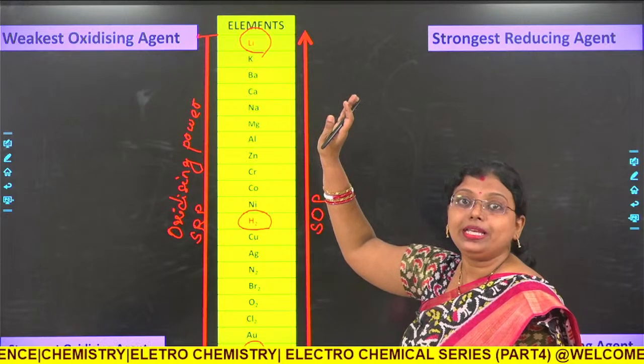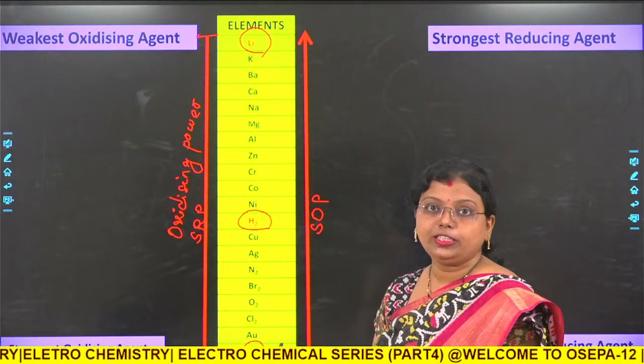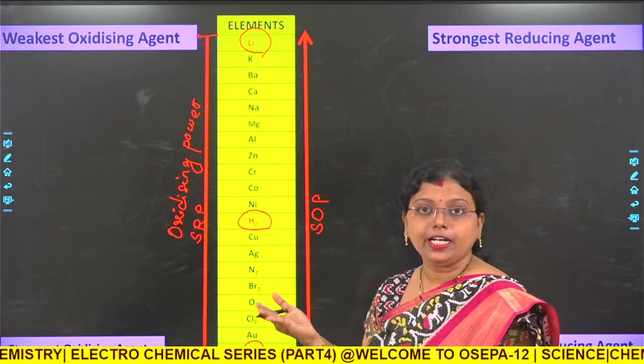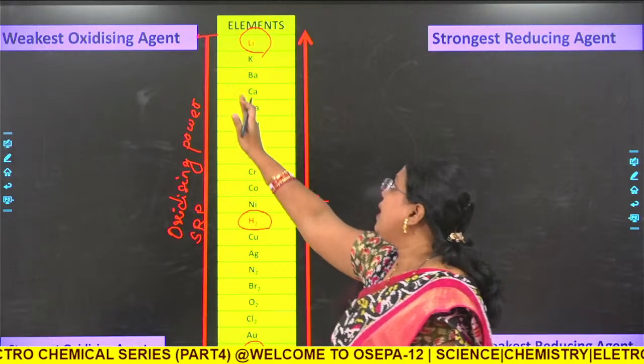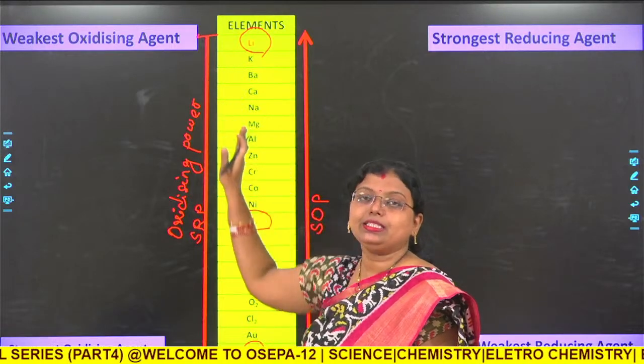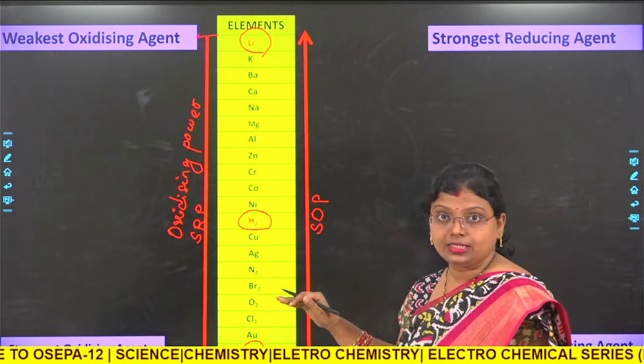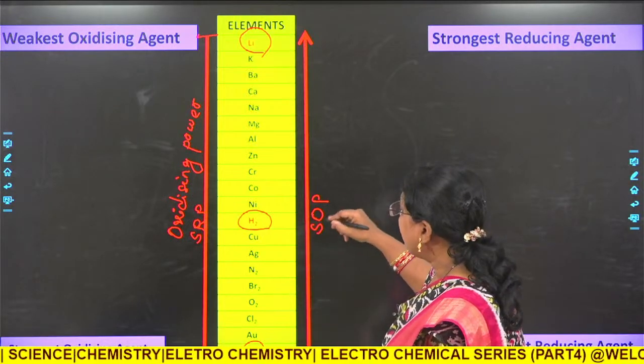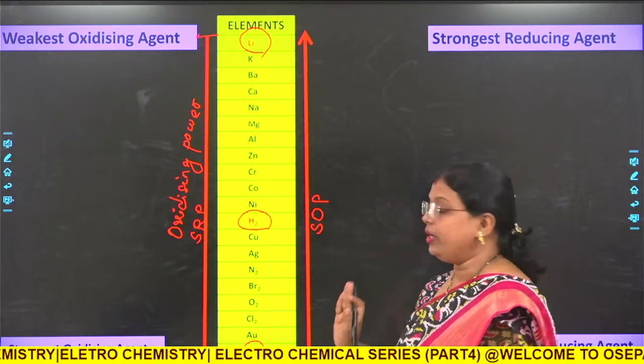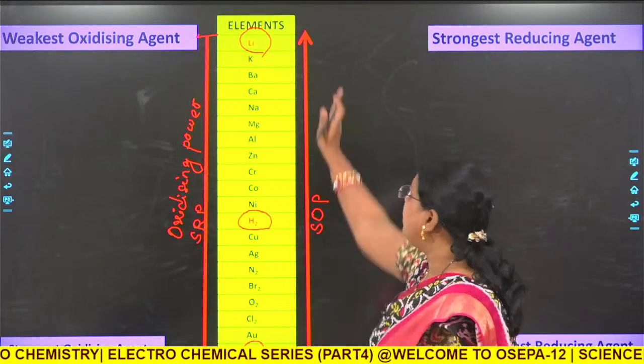But according to the IUPAC convention, the electrode potentials are represented in terms of the standard reduction potential. That is why they are represented in increasing order of the standard reduction potential. But if you are asked about the standard oxidation potential, you should know it increases from bottom to top.